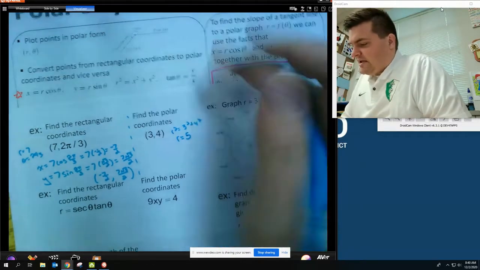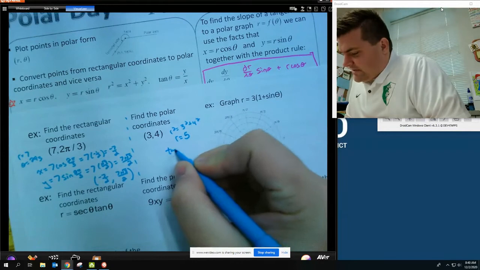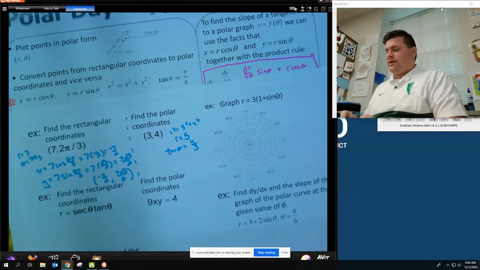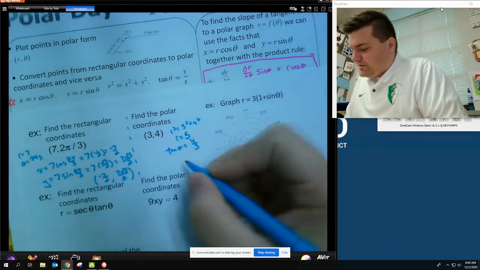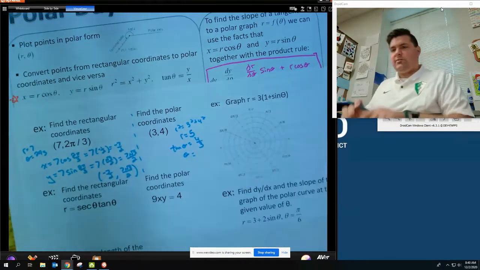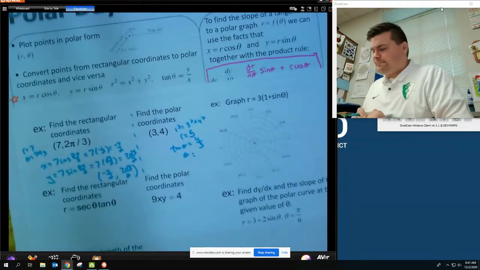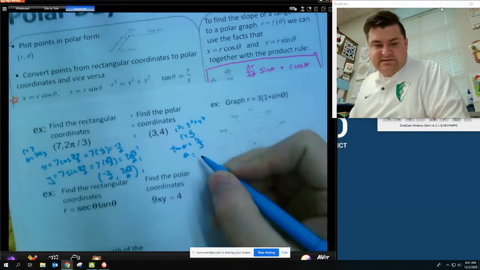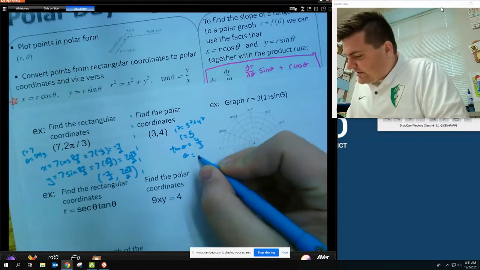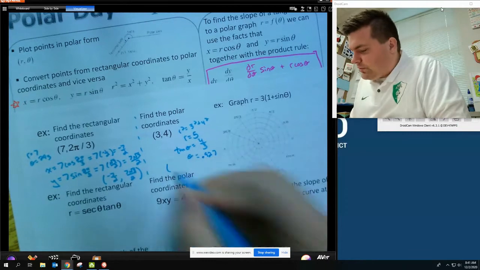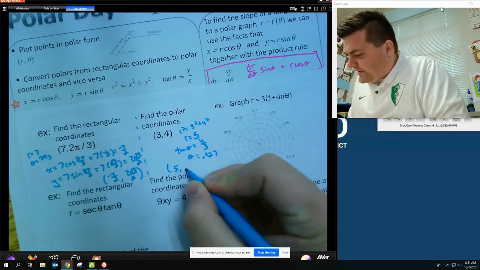And then we have to use the tangent one right here. So tangent of theta is equal to y over x, which is 4 over 3. So if we do a little bit of magical calculator work, we just do inverse tangent of 4 over 3. It's in the first quadrant, so I'm going to get a positive value of 0.927. So my coordinates in polar are 5, 0.927.